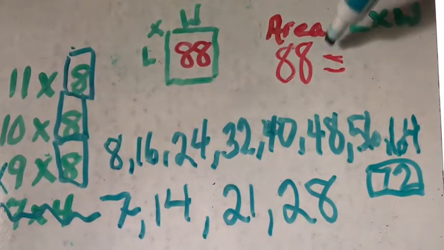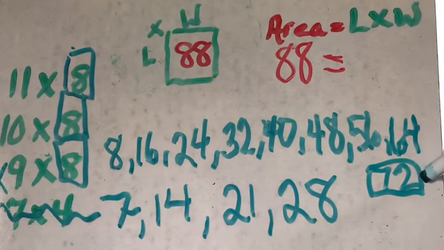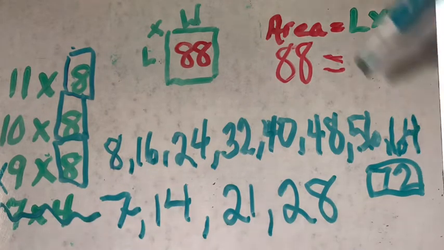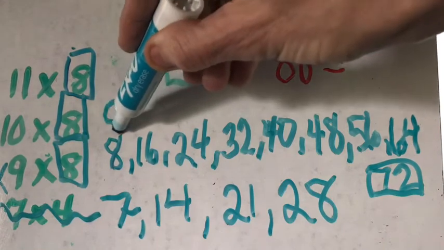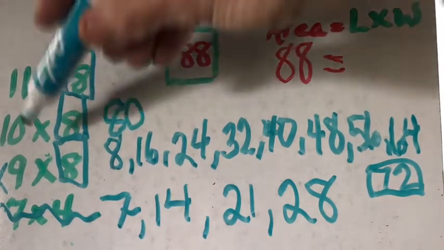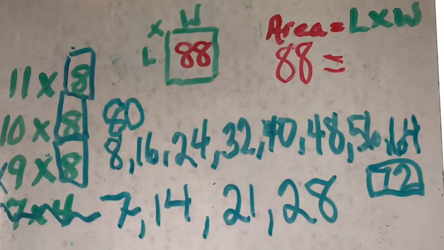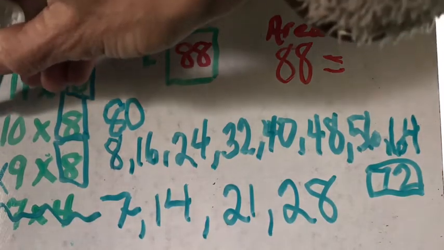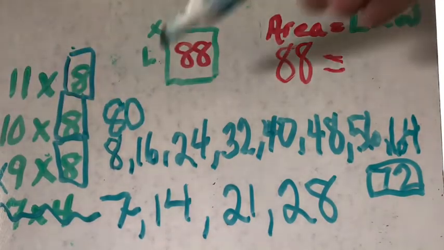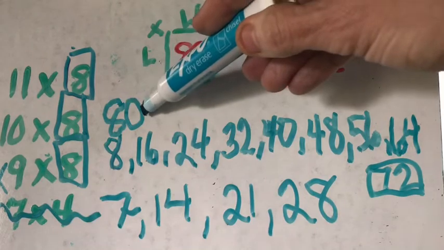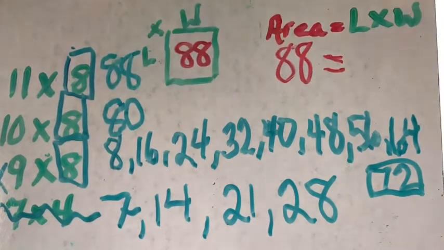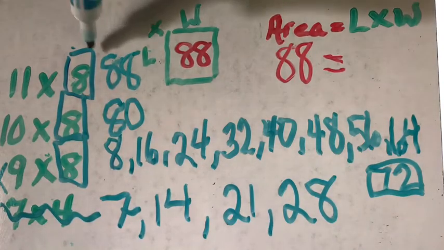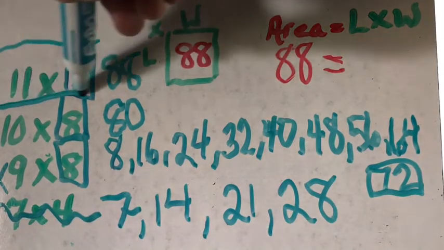That's not enough. So let's take 72 and add 8 to it. 72 plus 8 will give us 80, or I can count by 10s. 10 times 8 is 80. That's not going to work because I have to get to 88. But I do know 80 plus 8 will give me 88. So 11 times 8 will be the correct answer.